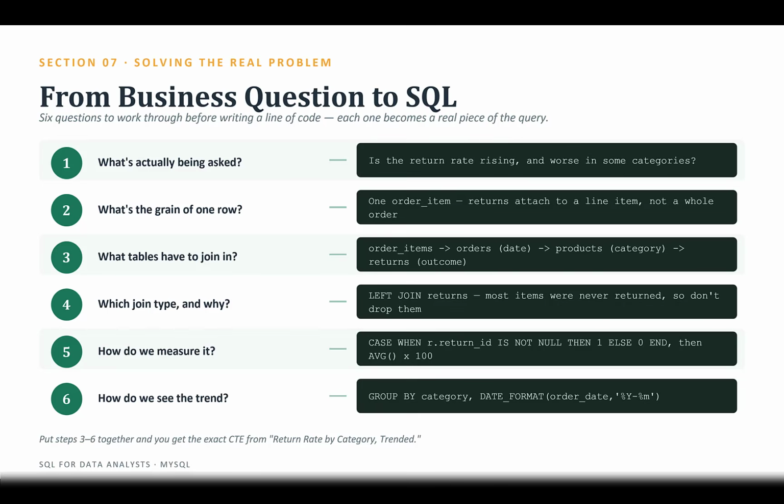What is the grain or granularity of the data? So we know orders and returns are at a line item level, and that is not the whole order. What tables do we have to join? We can look at our ERD. So we got order items, orders to get the date, product to get the category, and then returns for the outcome. Which join type are we going to use? We're going to use a left join because most items were never returned.